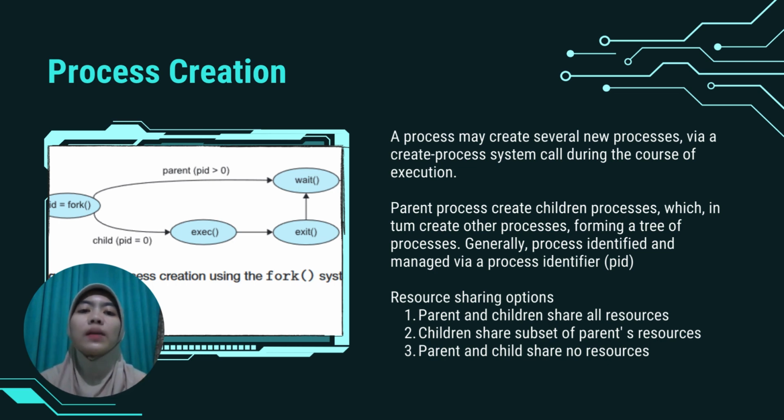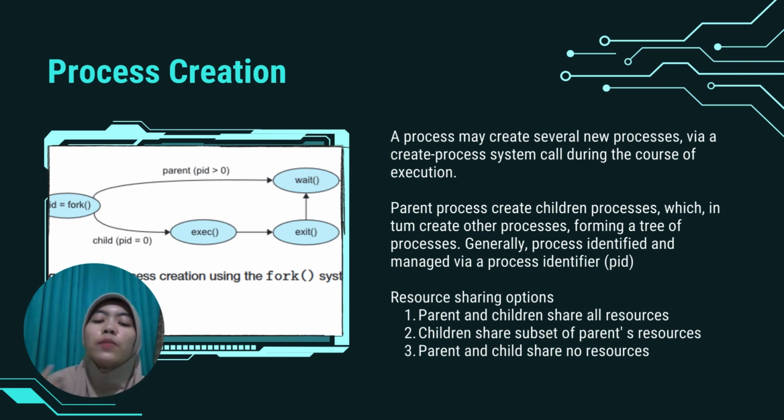All resources can be shared between parents and children. Children can share a subset of the parent's resources. Parents and children can share no resources. When a parent creates a child process, it can either execute concurrently with the child or wait for the child to terminate. The child process can inherit a duplicate of the parent's address space and execute the same program, or start with its own independent execution.